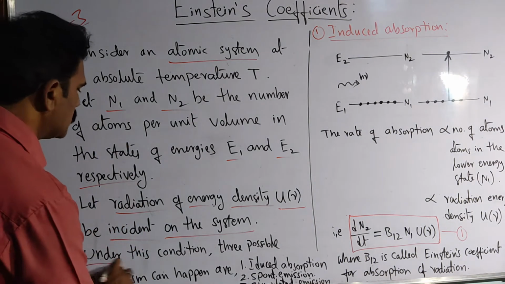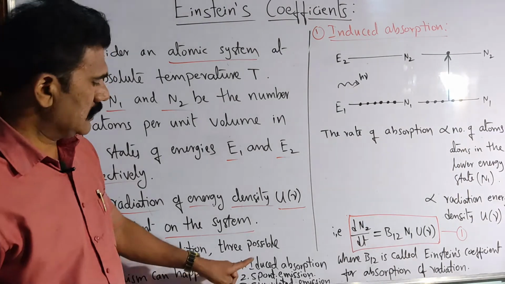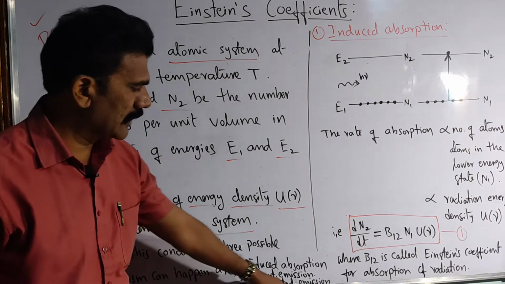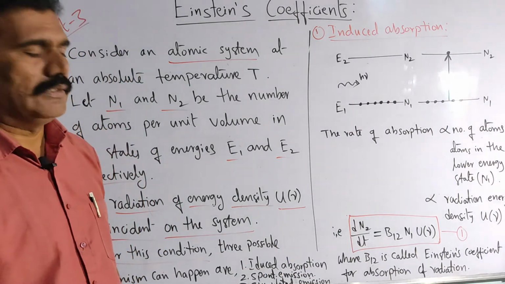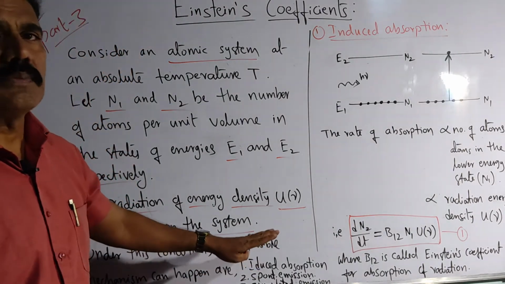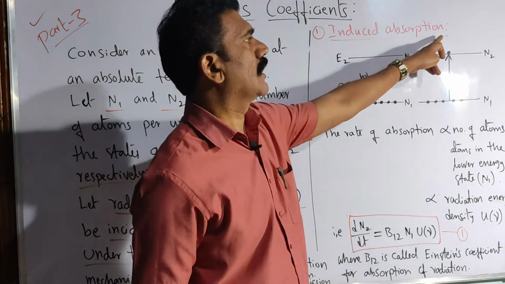Under this condition, three possible mechanisms can happen: induced absorption, spontaneous emission, and the third one, stimulated emission. We have already discussed how these mechanisms happen. Now let us go through these mechanisms again one by one. First one is induced absorption.